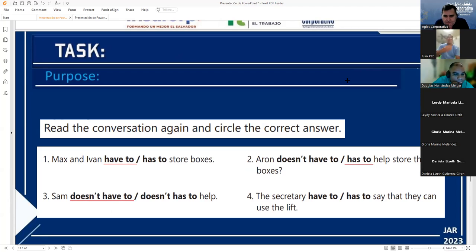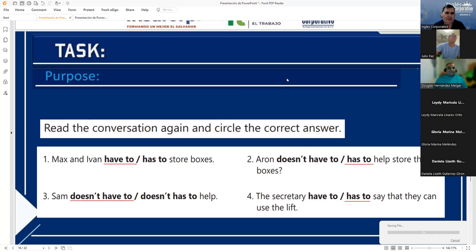Number four. The secretary has to say. Yes, the secretary has to say that they can use the lift. Bureaucracy, right? They have to use the lift. They have to tell the secretary, hey, secretary, we're going to use the lift. And she has to say, yes, use the lift.